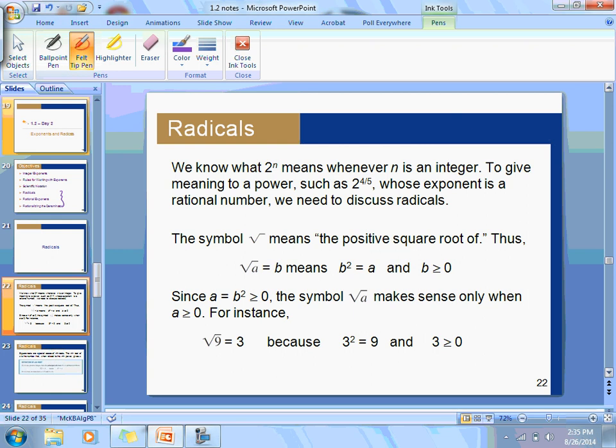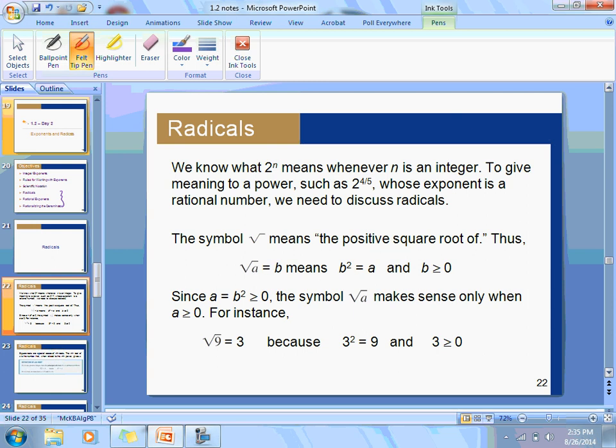And we know what 2 to the n means whenever n is an integer. It means 2 to some power. So to give meaning to a power, such as 2 to the 4/5, whose exponent is a rational number or a fraction, we have to discuss radicals.